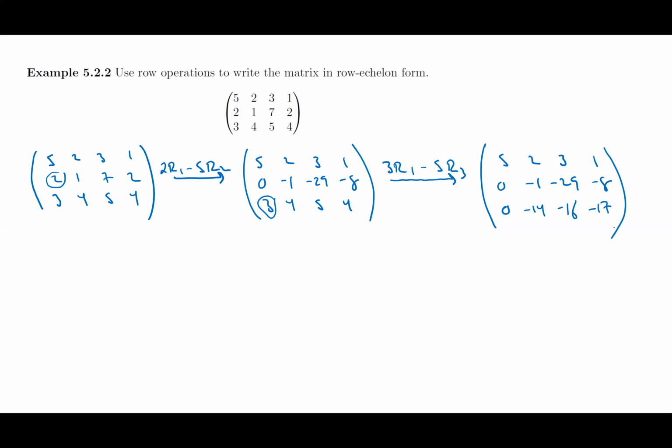Okay. I'm getting closer. Next, I'm going to turn this negative 14 into a 0. And again, I could take advantage of row 2. Okay, so let's take negative 14 times row 2 plus row 3. So row 1 is still 5, 2, 3, 1.